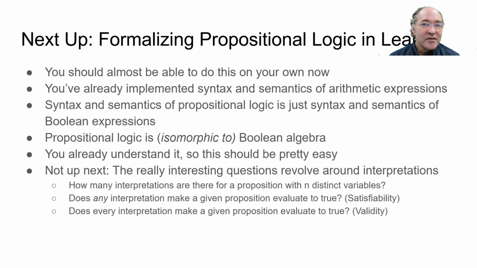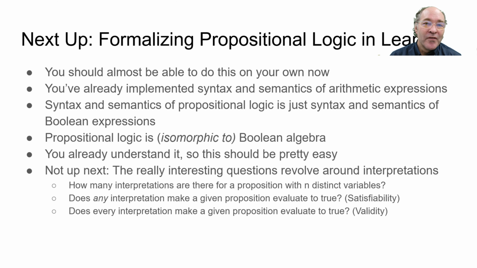The expression x is not valid because x could evaluate to true or it could evaluate to false. So there's one interpretation under which a single variable evaluates to true. So that's a satisfiable expression. There is one interpretation, namely the one that associates x with true, that satisfies that proposition. So that proposition is satisfiable but not valid.